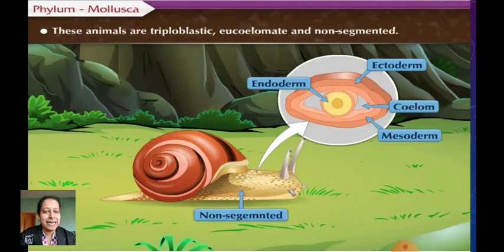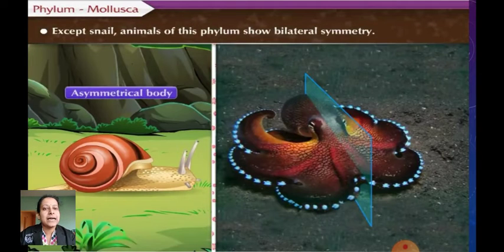Now other characters: they are triploblastic, they have a true coelom, so they are also called eucoelomates, and non-segmented. Fine. Then, except snail, all others show bilateral symmetry. Snail is asymmetrical, whereas all others are bilaterally symmetrical.